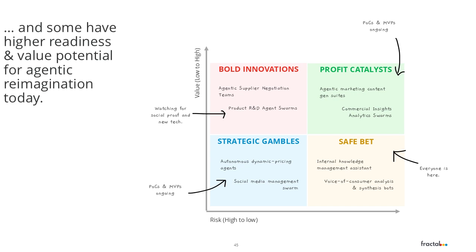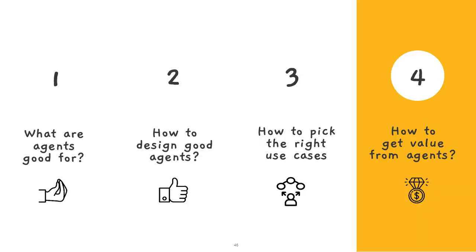But this is something where more people are watching for social proof, waiting to see where this technology ends up, because it's progressing rapidly in a way that's almost a deflationary currency. To a certain extent, people are saving up to see when they start investing. But we think that more and more of this is going to start becoming real in the next 6 to 12 months because the technology is improving very rapidly. Let me talk about how to get value from agents.